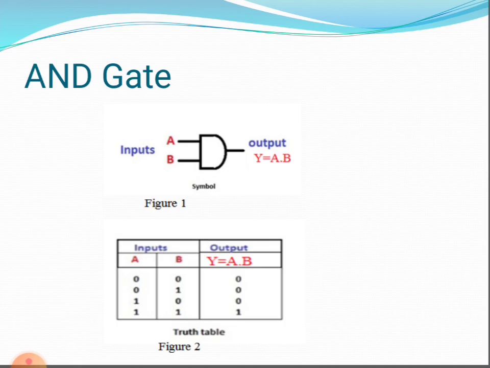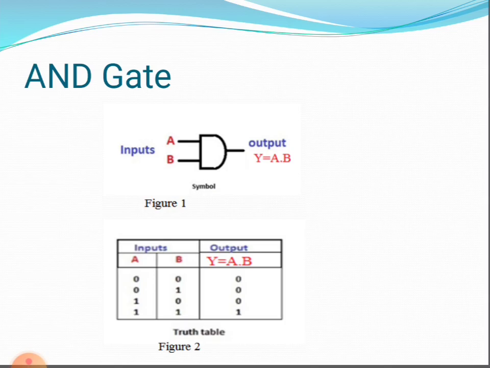The output of an AND gate is 1 if and only if all the inputs are 1, or in other words the output is high only when all the inputs are high. The gate which performs the AND operation is known as an AND gate. For the AND gate with two inputs A and B, the output is Y. Look at this figure. The figure shows the truth table for the AND gate.